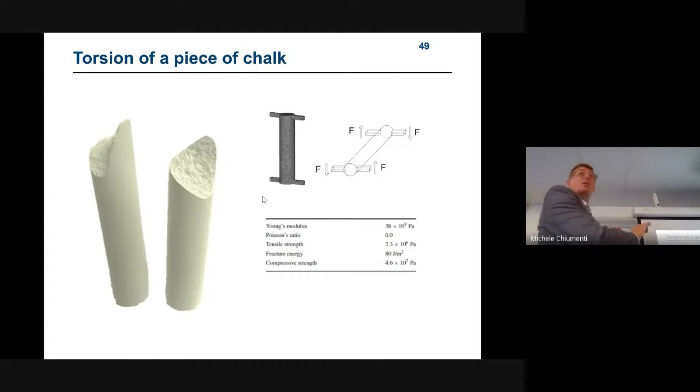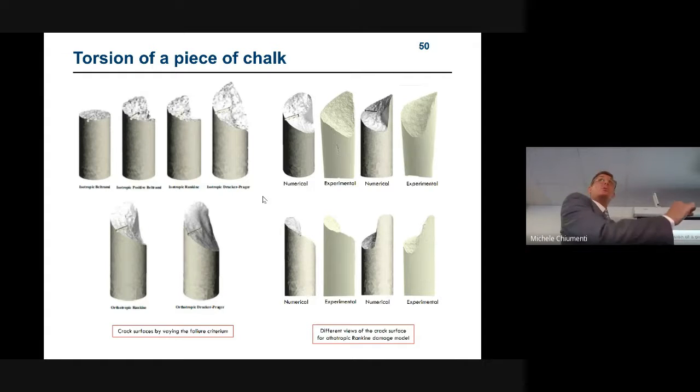This is a piece of chalk. You can do the example at home also. This is our photo. Okay? Under torsion. This is the numerical solution using different constitutive equations, although the resolution is not good. From Rankine to Beltrami, Drucker, different kinds. But on this side, this is the numerical solution, this is the experimental solution. So once you select the right constitutive equation, you get exactly the same solution. This is numerical, experimental, numerical, experimental. This is our photo in the classroom.